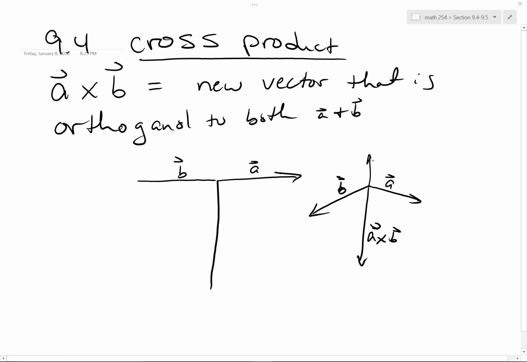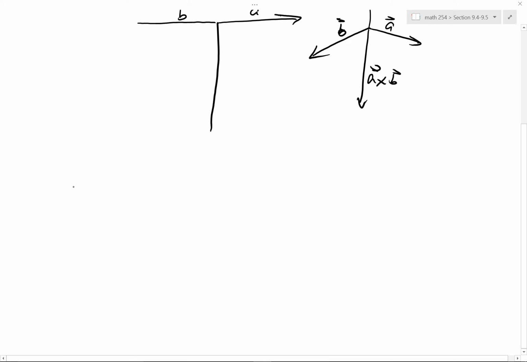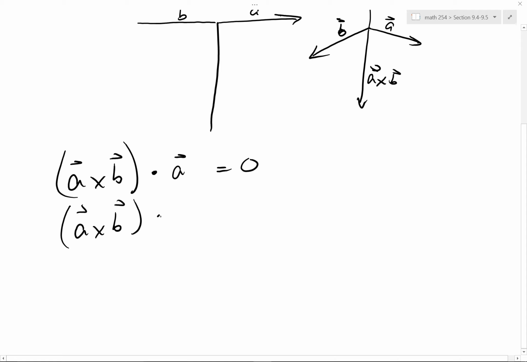Now, it could just as easily have been this one here looking at the wall and the floor here, and then this could be going up the wall instead. Now, we're going to talk about which one is A cross B and which one's B cross A. They have their own ideas. But the idea is this. If you take A cross B, which is itself, again, a vector, and you take the dot product of that with A, it's equal to zero. That is also true if you do it with B.